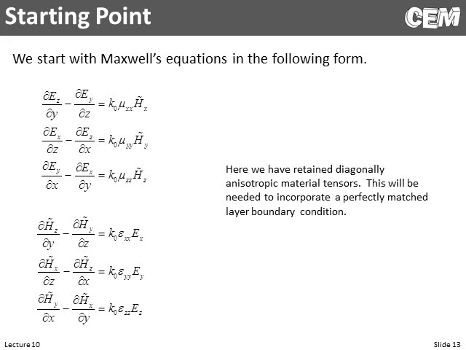So we're going to start with Maxwell's curl equations. Of course, we expand them out into the 6 coupled scalar equations, and this is no surprise from lecture 2 or 3 where we prepared Maxwell's equations. We've normalized the magnetic field here. We've assumed that our permeability and permittivity are diagonally anisotropic. And in fact, the only reason we did that was to incorporate the PML, which needs to be diagonally anisotropic.